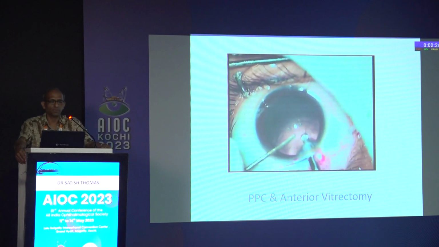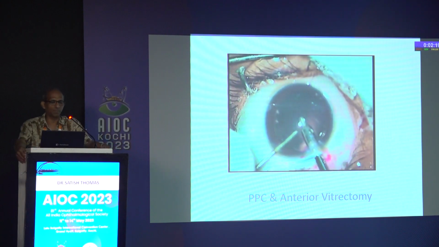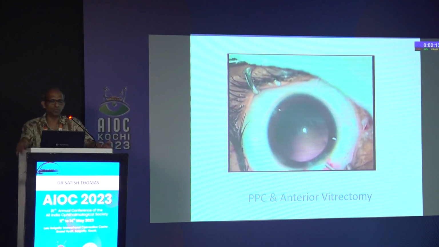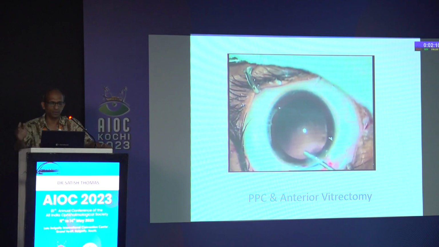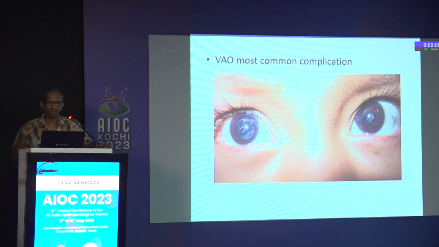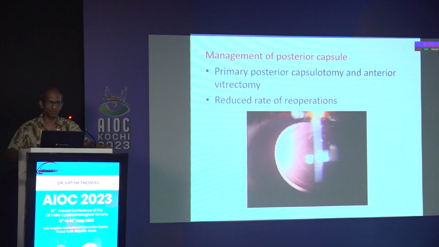So the vitreous doesn't prolapse like in an adult because it's in a gel form, and that's a good thing. So even if there's no vitreous prolapse, you still go into the vitreous and then remove a bit of the anterior vitreous so that there's no scaffold for the growth of the after cataract. So visual axis obscuration is the most common complication in a pediatric cataract if you do not take care of the posterior capsule. So these are some of the ways in which a pediatric cataract can present later.